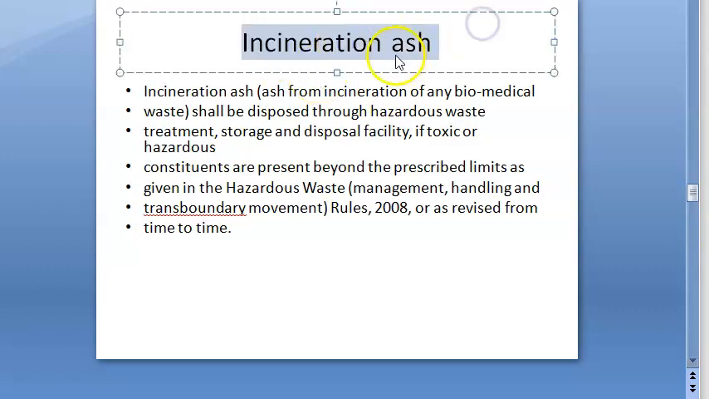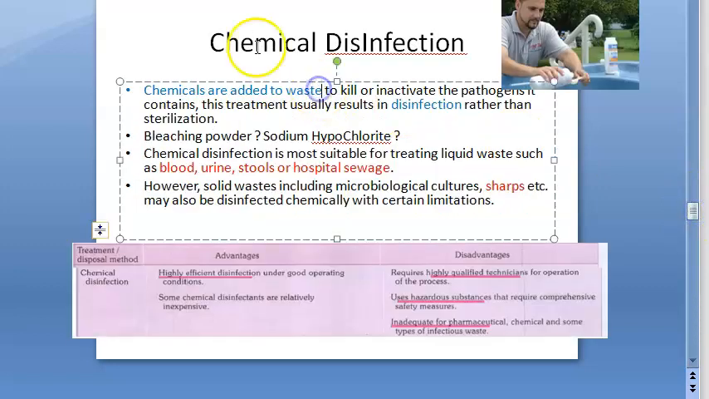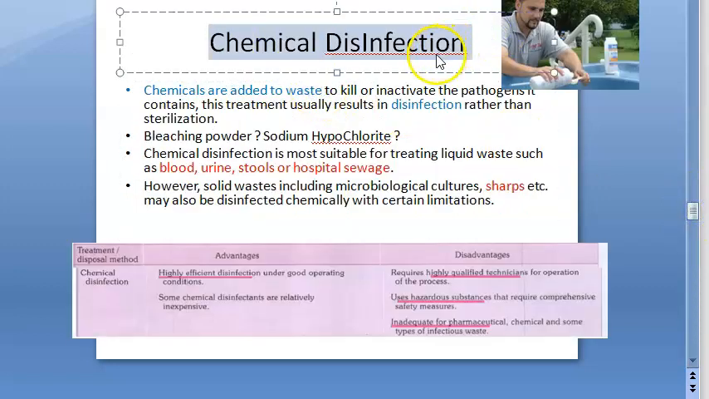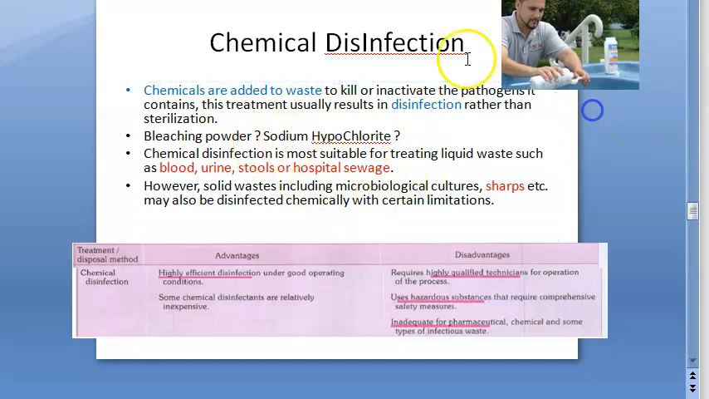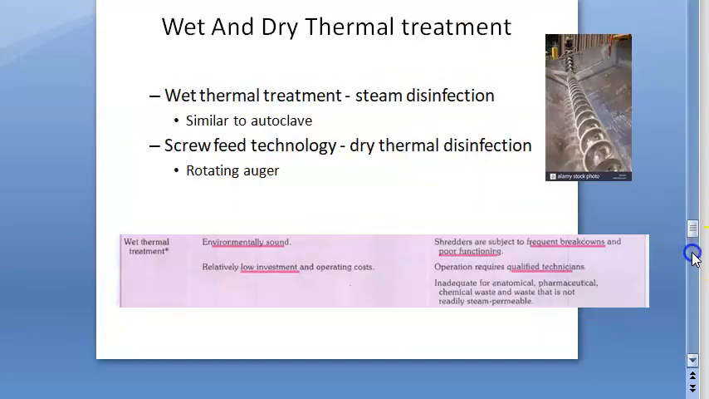Then what do you do with the ash that comes out of the incineration? So we are done with incineration. Next, it's going to be chemical disinfection. Chemical disinfection means you will add chemicals like sodium hypochlorite to blood, urine, stools, and hospital sewage. It's more like a disinfection.